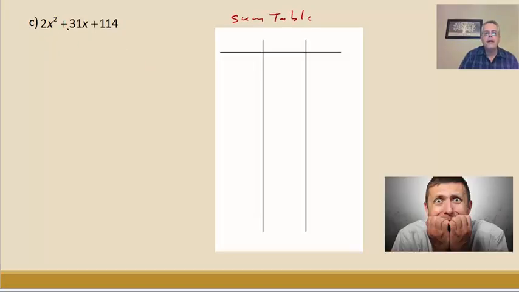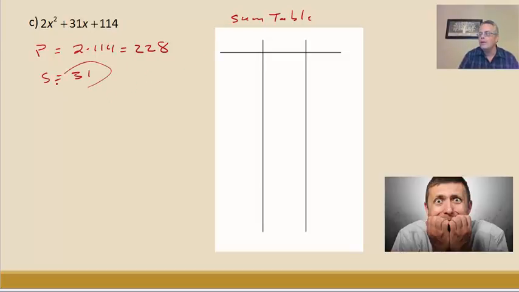Okay, so when we start factoring this, we know that the product has to be A times C, which is 2 times 114, which is 228. Kind of a big number. And we know the sum has to be 31. Off the top of my head, I don't know two numbers that add to 31 and multiply to 228. I mean, we could try some things, but the table is going to do it systematically for me.